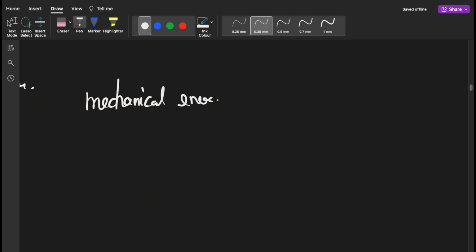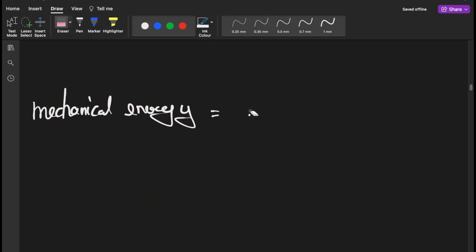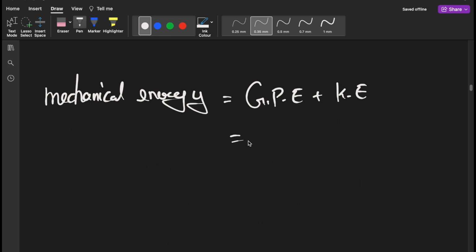Mechanical energy is equal to the gravitational potential energy plus kinetic energy. What is the gravitational potential energy formula? mgh, plus what is the kinetic energy? 1 by 2 mv square.